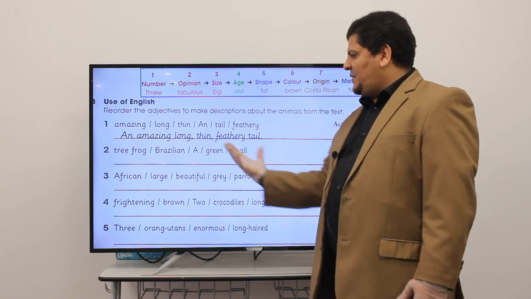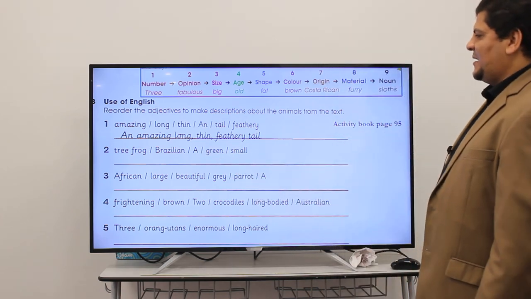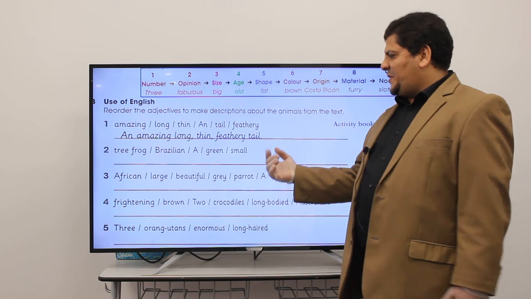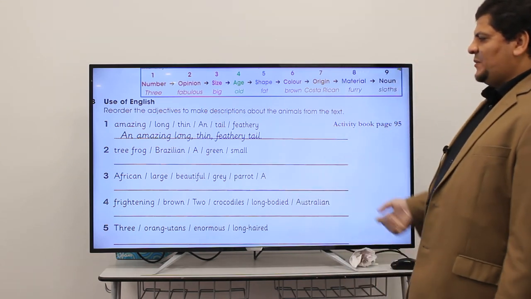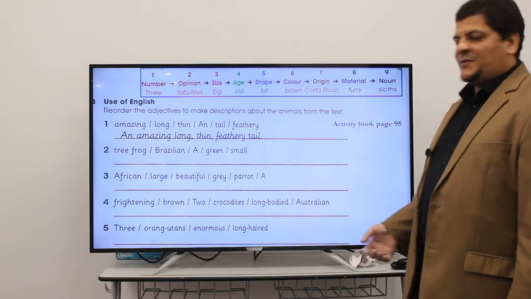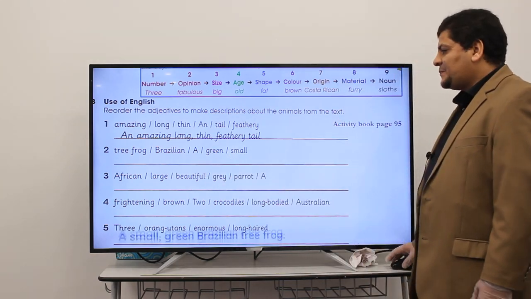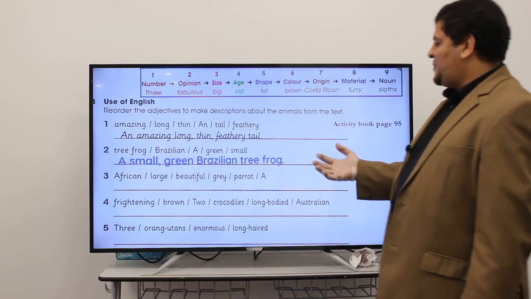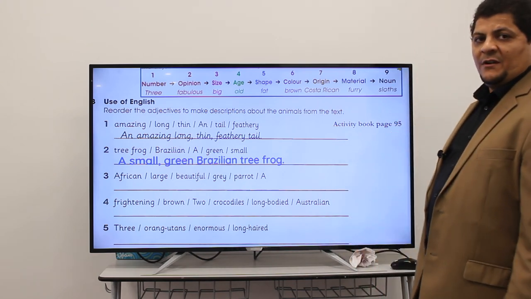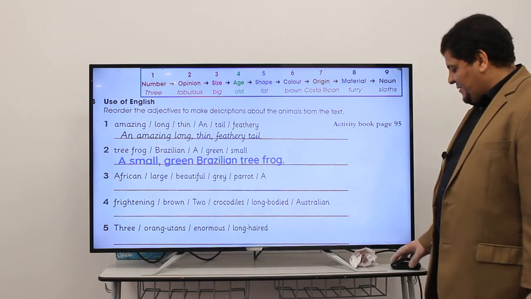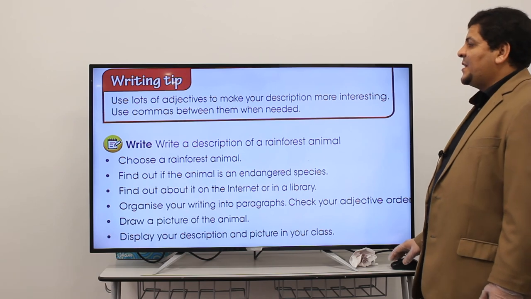So you see, these four, they are arranged this way. We have tree frog, Brazilian, a, green, small. Of course, we are going to start with this one. We are going to say a small green Brazilian tree frog. You are going to complete the others for homework, inshallah.